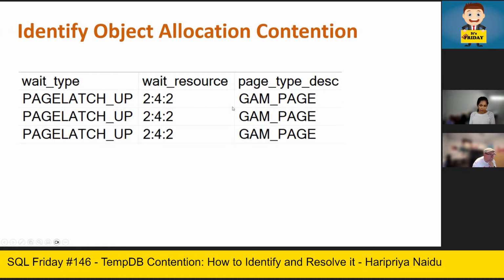So in this case, page number 2 is a GAM page. I mean, we already know that pages 1, 2, and 3 are PFS, GAM, and SGAM, but you don't have to remember it because it can display what the page type is. Okay, so once you see page latch on TempDB ID 2, and it's either on PFS, GAM, or SGAM, then you know it is object allocation contention.